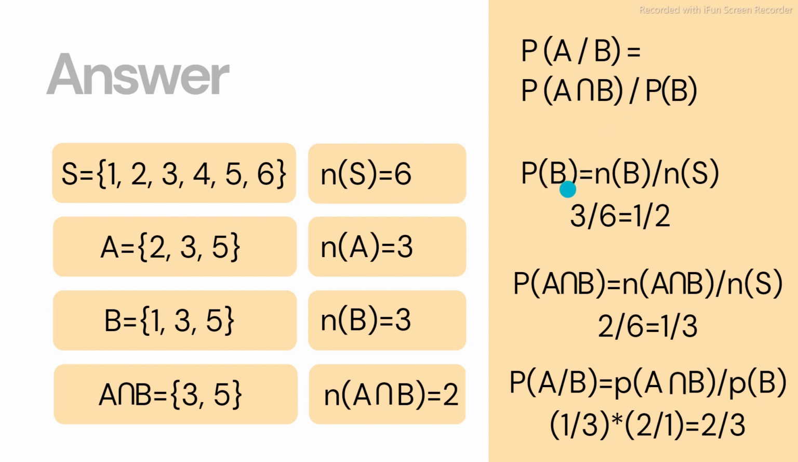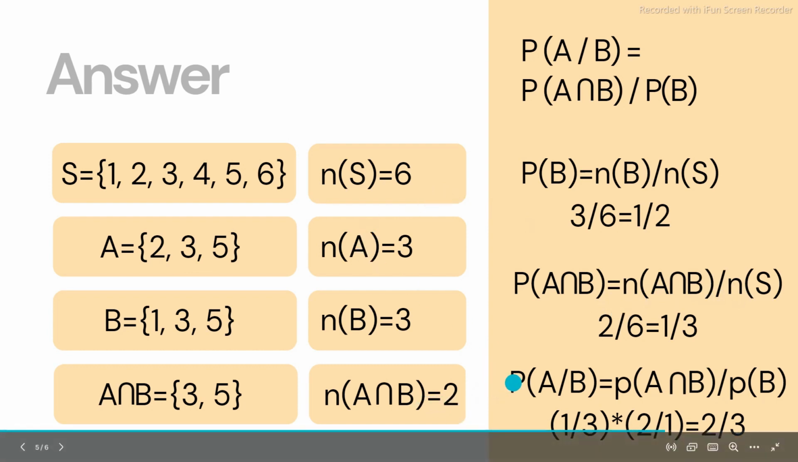And P of B can be calculated as the number of elements in B to the number of elements in the sample space. This formula I have already discussed while discussing probability in the previous videos. And according to this, it goes like 3 by 6. 3 by 6 is equal to 1 by 2. And we have P of A intersection B. P of A intersection B is defined as N of A intersection B to N of S, meaning 2 by 6. Here N of A intersection B is equal to 2, and N of S is equal to 6. 2 by 6 equals 1 by 3.